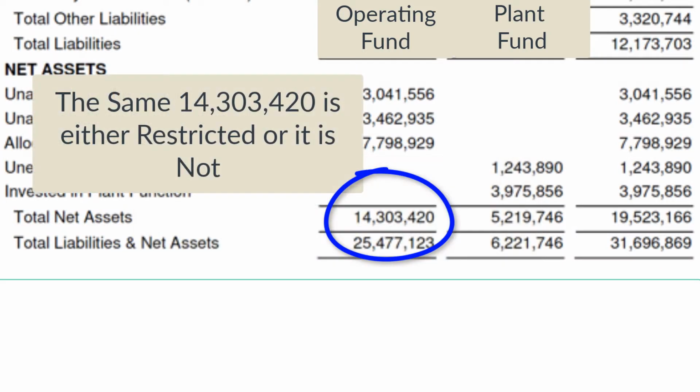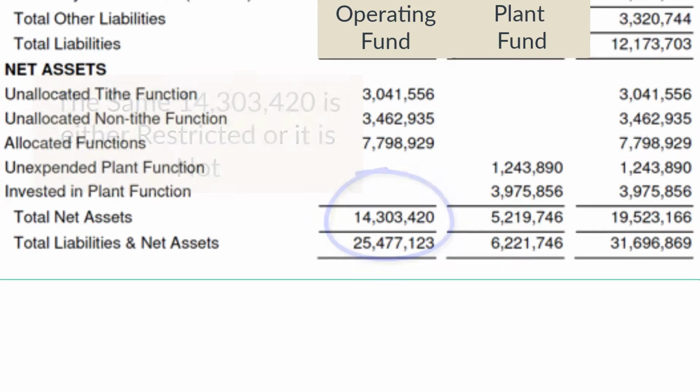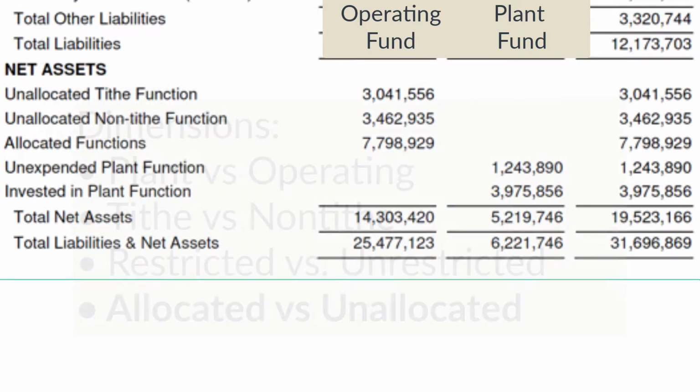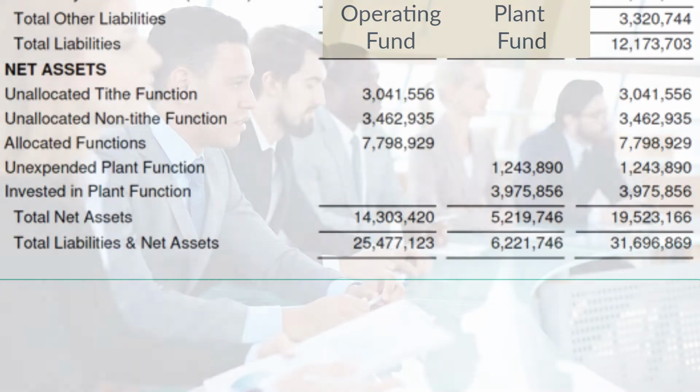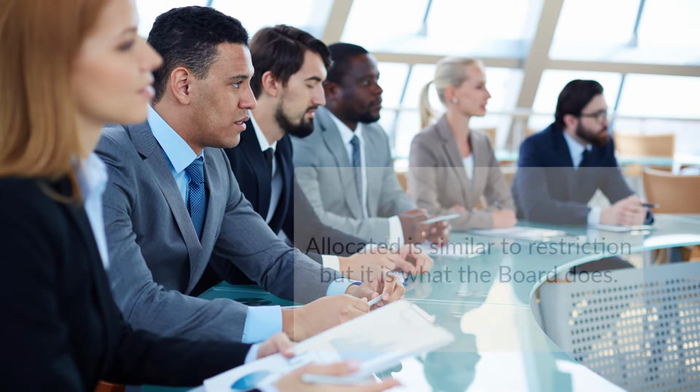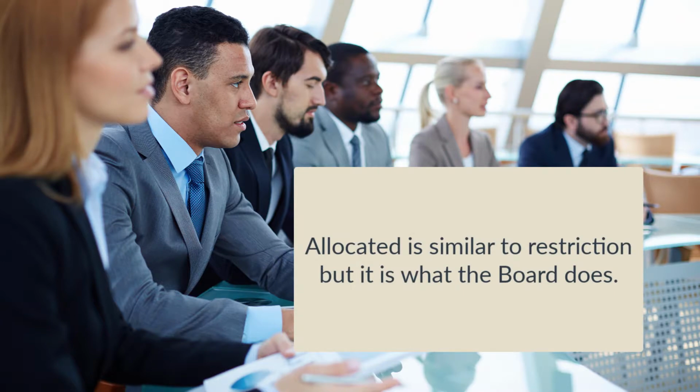The $14 million is either restricted or it is not. So the $14 million is either tithe or it is not, and is set aside or earmarked by God as tithe. And the $14 million is either restricted or not, and the restricted is that earmarked by donors. We have one last category, allocated net assets. This is the same as the others, except the designation comes only from the board. They specify that some net assets should be set aside for a specific purpose. Let's say for the evangelism of the Igbo of Southeast Nigeria.